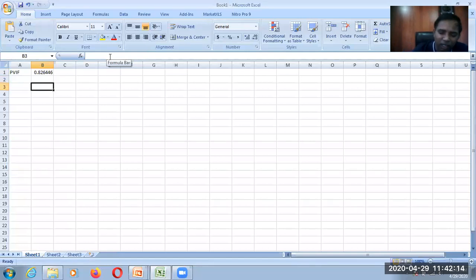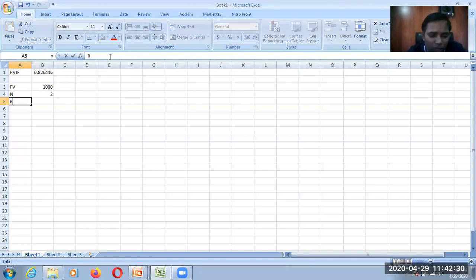Now, if I say after 2 years I am going to receive 1000 rupees, what is the present value? Let's say this is the future value, N is 2 years, and we take the factor calculated above. R is, for example, 10 percent. So what amount are we going to get? It will be the future value multiplied by the factor value, which comes to 826.